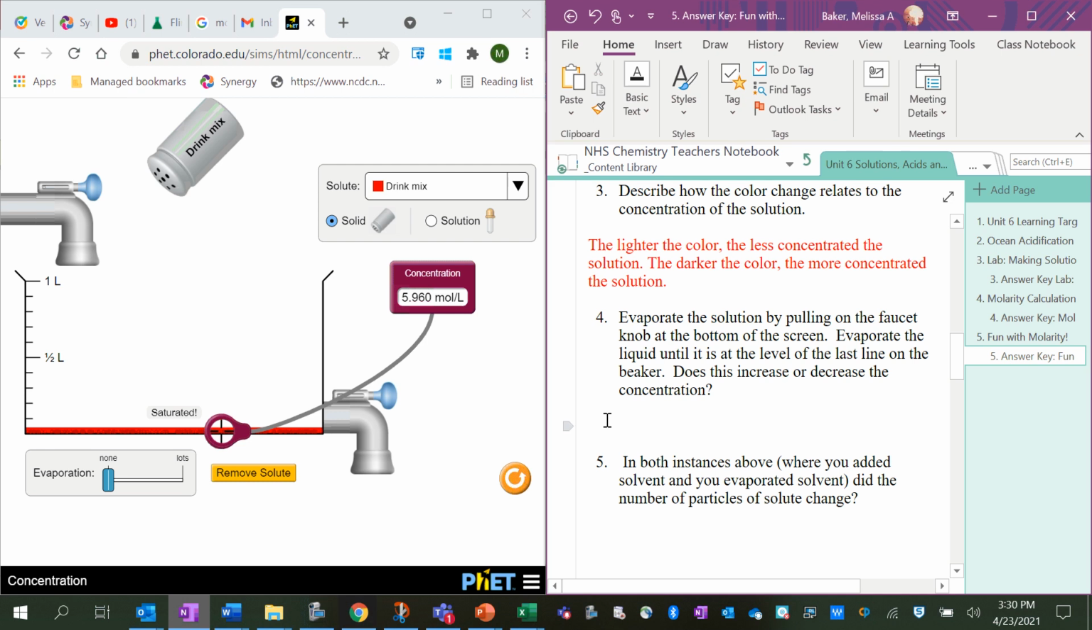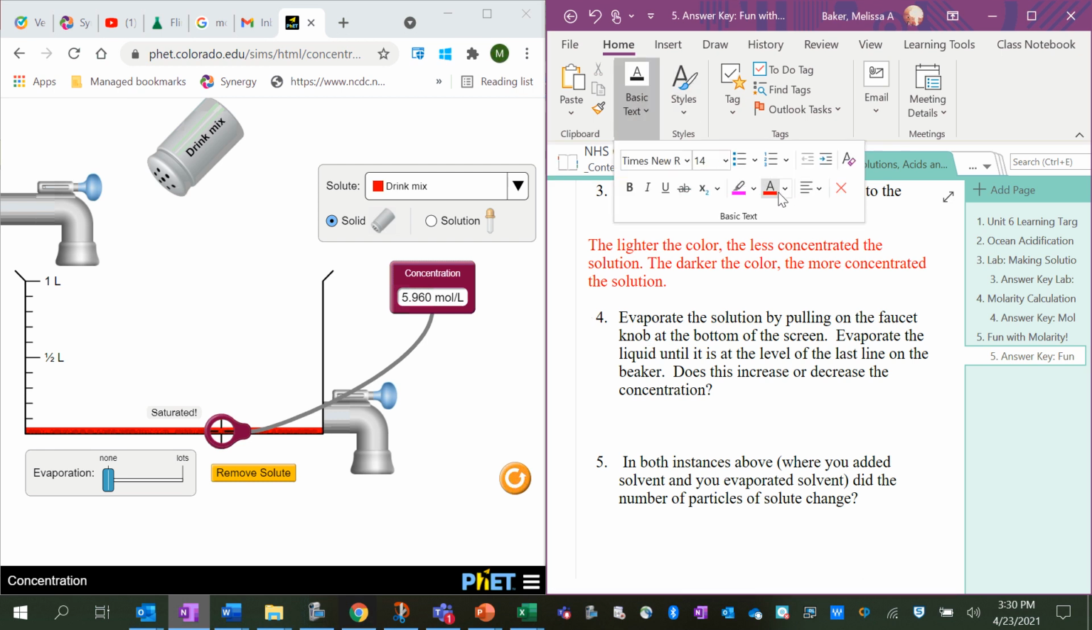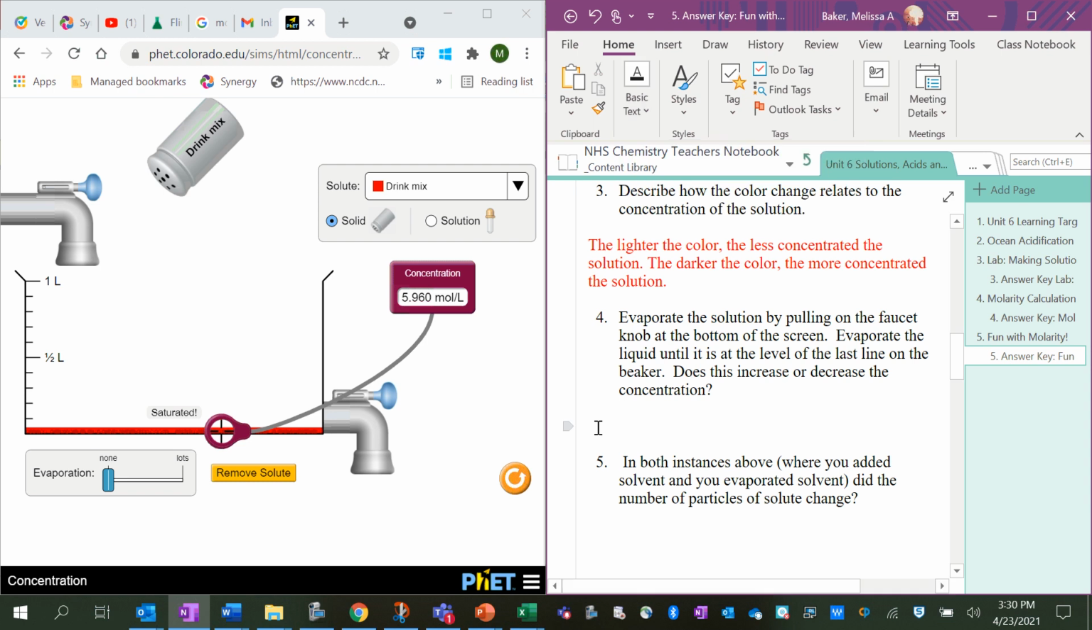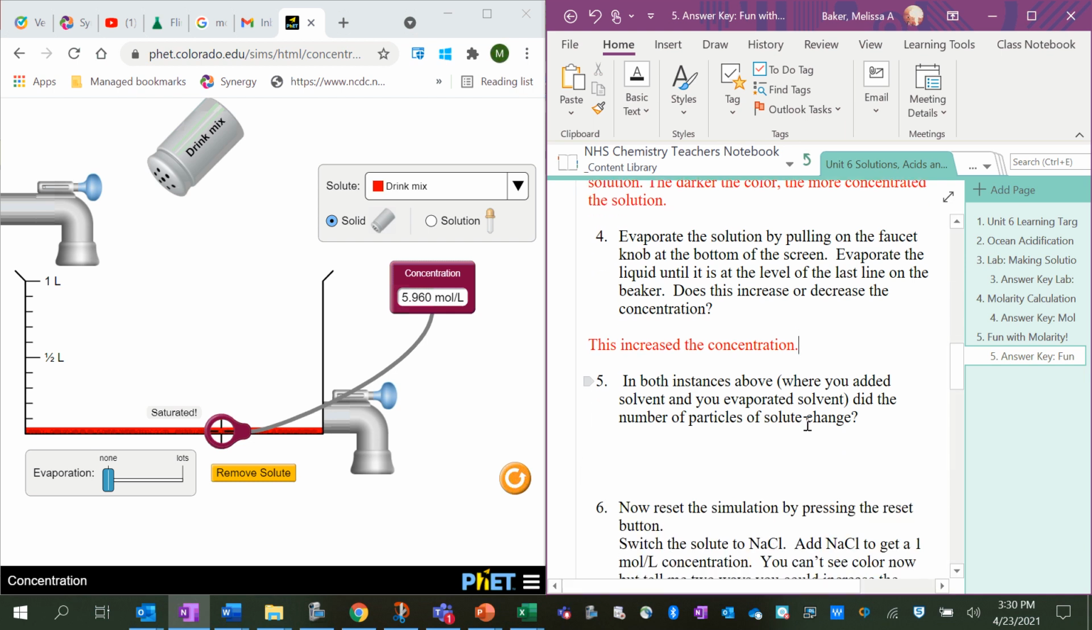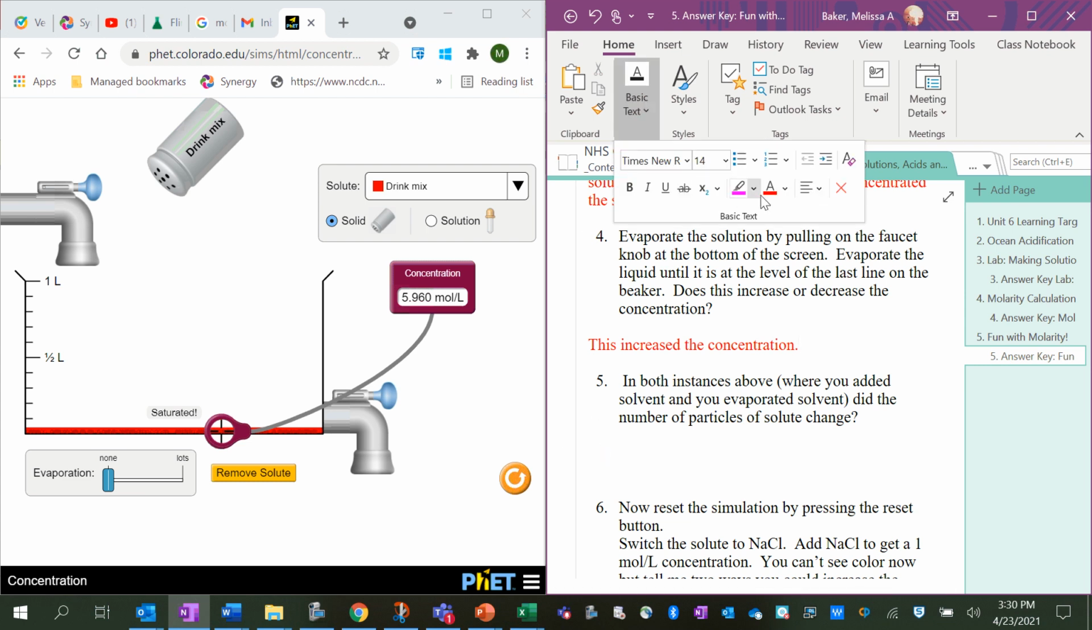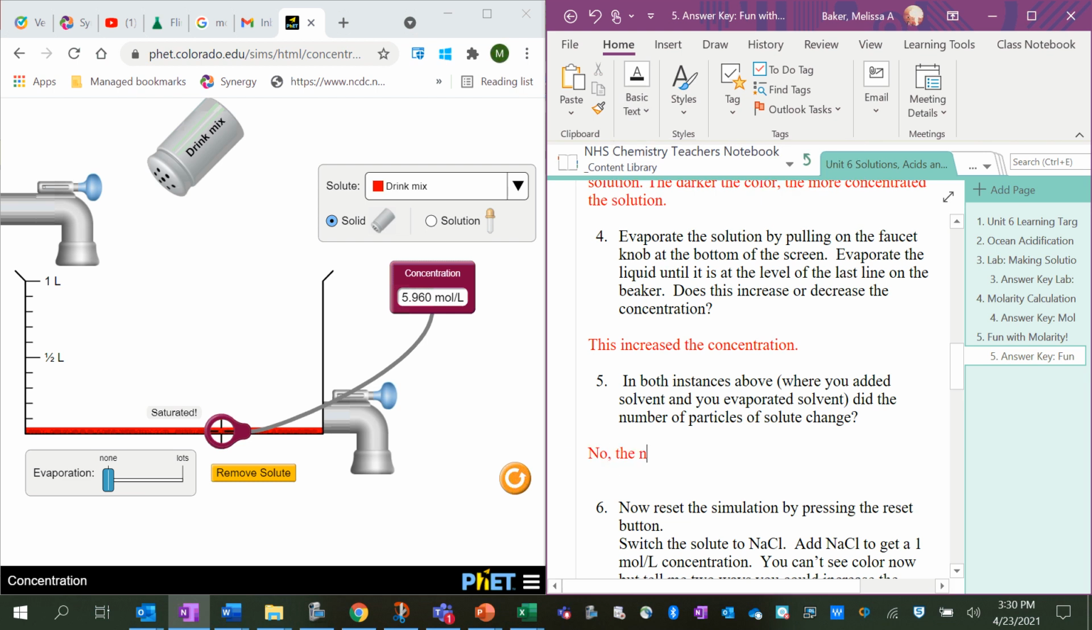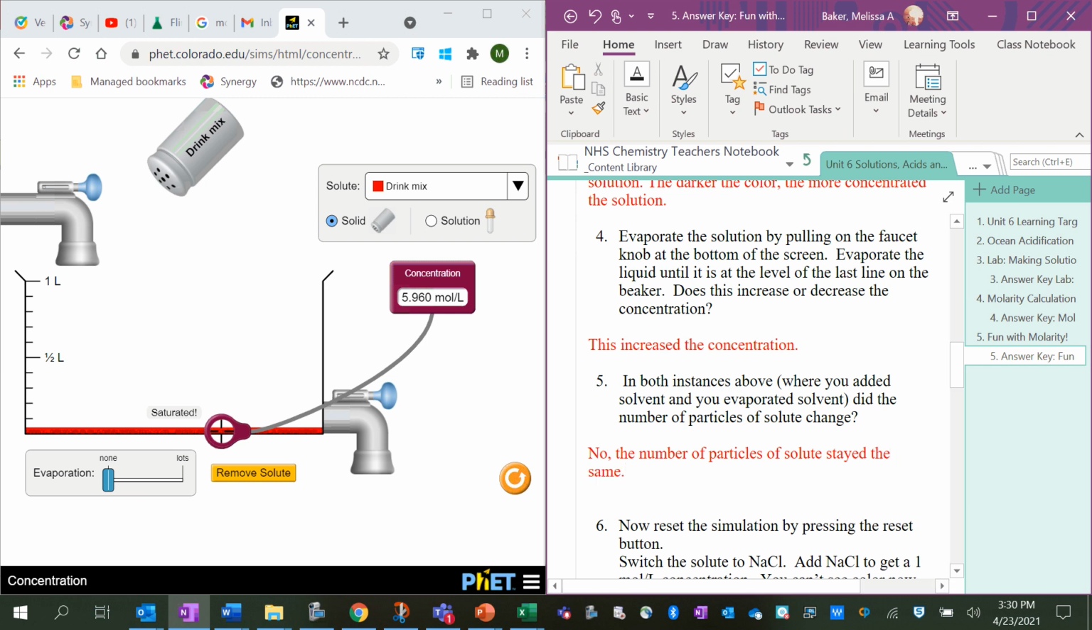Does this increase or decrease the concentration? So this increased the concentration. In both instances above, where you added solvent and you evaporated the solvent, did the number of particles of solute change? No. No, the number of particles of solute stayed the same. I never hit remove solute, and I accidentally used this knob.